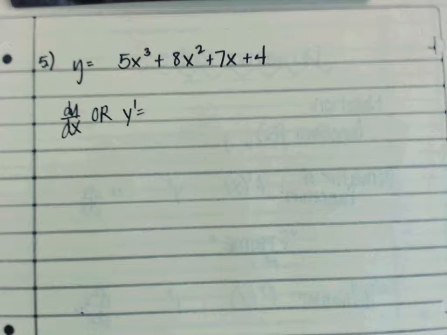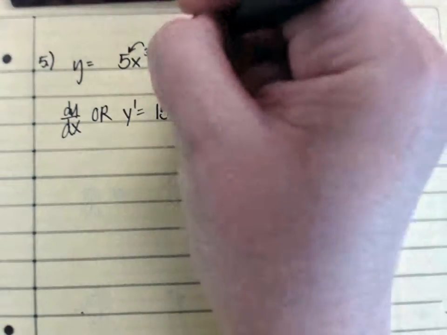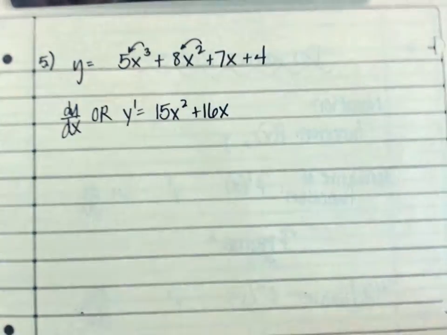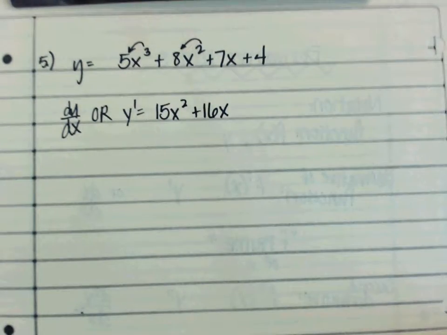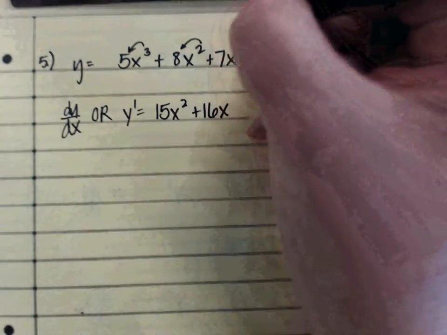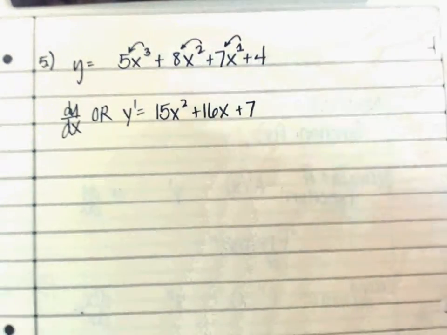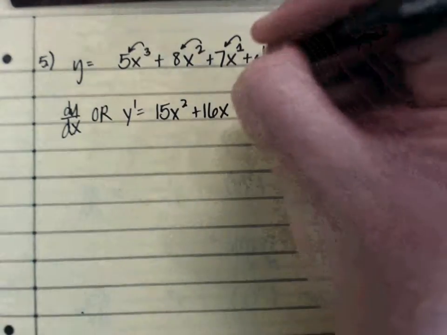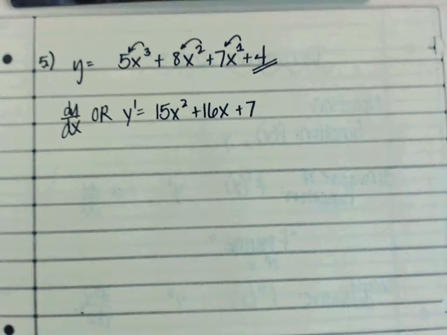Okay, times the 3 down. What's your first term? 15x, 15, now x is only squared. Next term, times the 2 down. 2 times 8 is 16, x is to the 1. You can write it, not write it, up to you. Next term, 7x is to the 1. Multiply 1 times 7, you get a 7x to the 0. Nobody cares, don't write it. Okay, then what about plus 4? Constant derivative is 0.